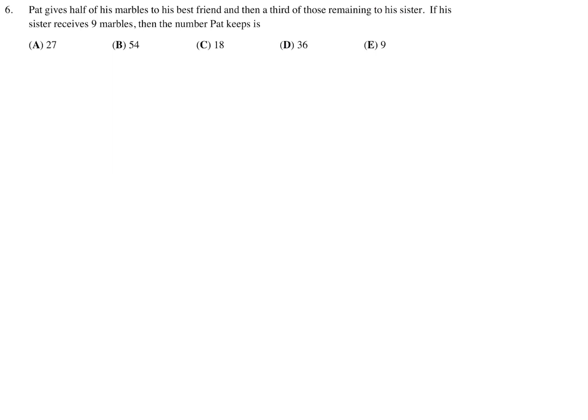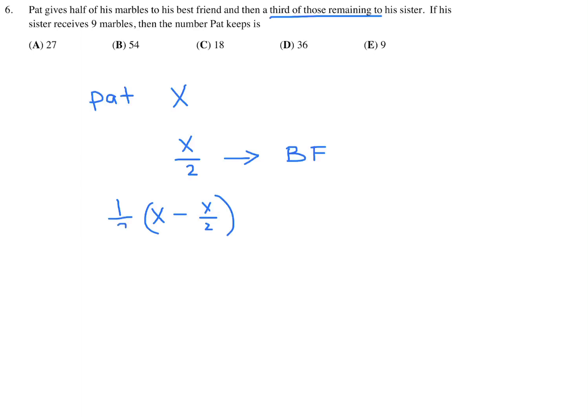Pat gives half of his marbles to his best friend and then gives a third of those remaining to his sister. If his sister receives 9, then the number Pat keeps is. Okay, so let's let Pat have x marbles. And then he initially gives half of his marbles to his best friend. And then a third of those remaining. So after he gives half to his best friend, he has x over 2 remaining. And then he gives a third of these to his sister, and the sister has no name. Yeah, it just says sister. Okay. And is there anything else that they tell us? Yeah, his sister receives 9 marbles, so they've given you a good number for that.